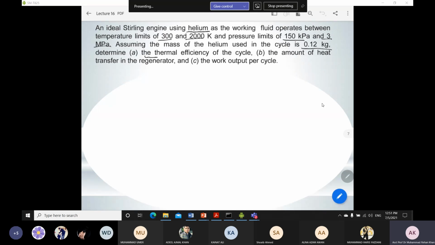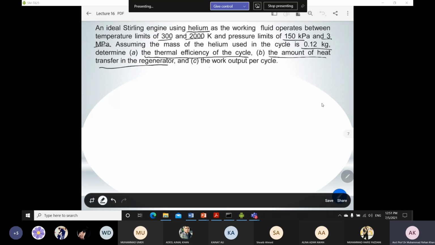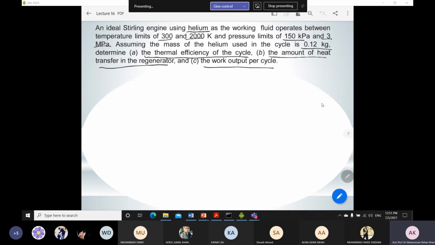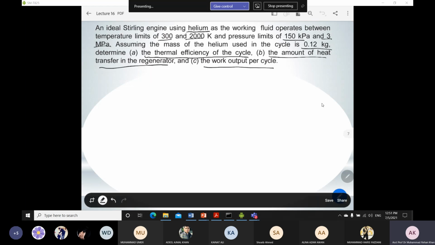So in part A, we have to find the thermal efficiency of the cycle. We have to find the amount of heat transfer in the regenerator, and the work output per cycle. You have to write down the statement and then we'll move towards the solution.